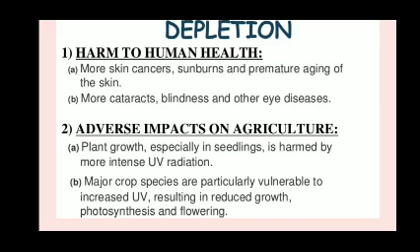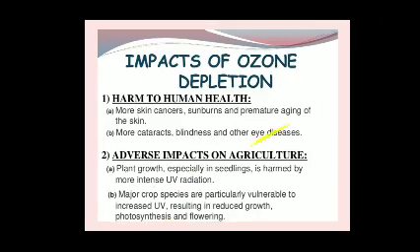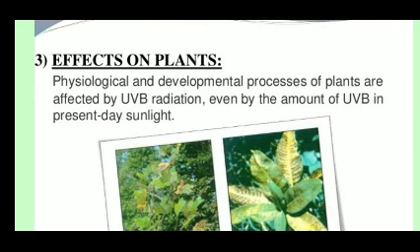UV rays come to the earth due to depletion of the ozone layer and cause skin diseases like skin cancer, cataracts and other eye diseases. It decreases photosynthesis in plants and damages vegetation. It increases the spread of diseases from bacteria and viruses due to a decrease in the immune system. It increases the atmospheric temperature. Effects on plants.